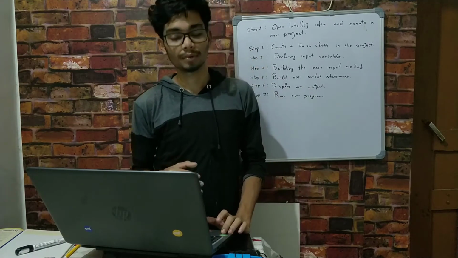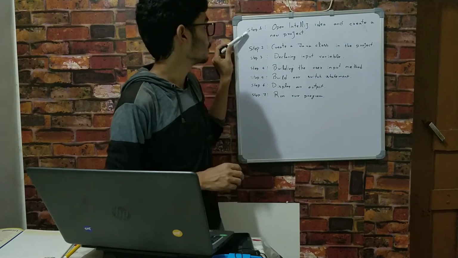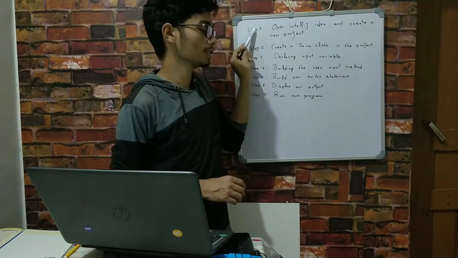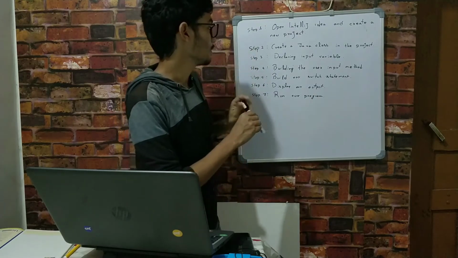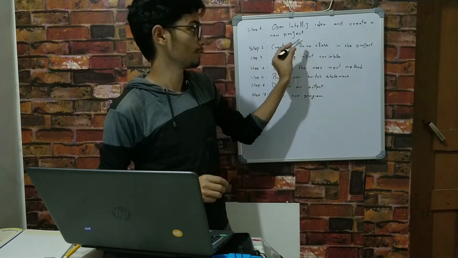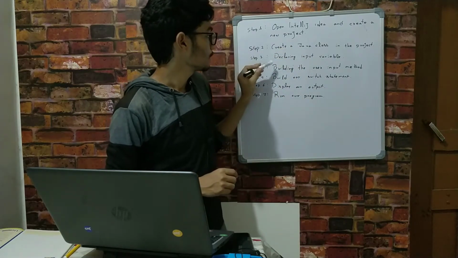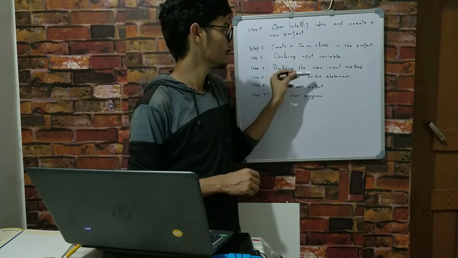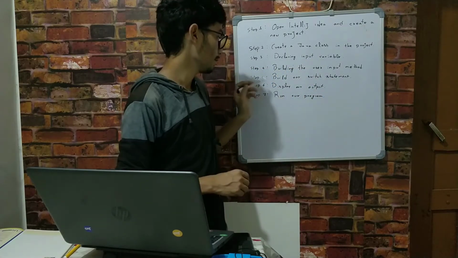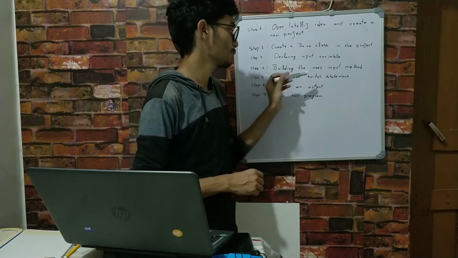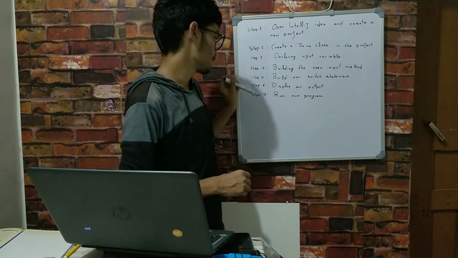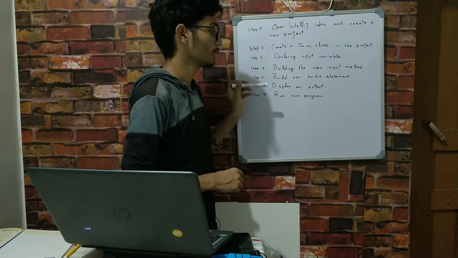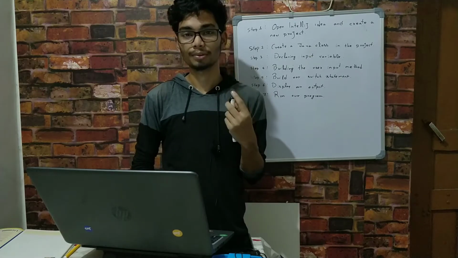We divided our project into a few steps. At first, step 1, we open IntelliJ IDEA and create a new project. Then step 2, we create a Java class in the project. Then step 3, declaring input variable. Then step 4, building the user input method. Then step 5, we build our switch statement. Then step 6, we display our output. And then step 7, we run our program. So now let's create the project step by step.